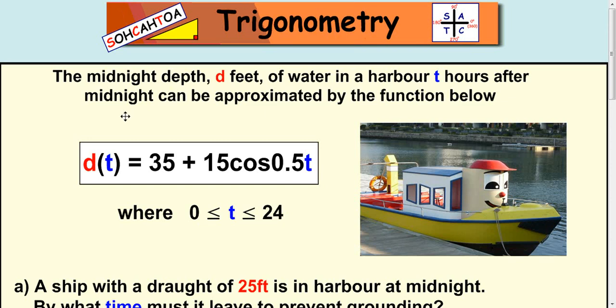In this last example, we're going to look at a more complicated trig applications question. The depth d feet of water in a harbour t hours after midnight can be approximated by the function below. So we've got d of t equals 35 plus 15 cos of a half t, where t is between 0 and 24. There's no degrees symbol here, so we have to assume we're working in radians.